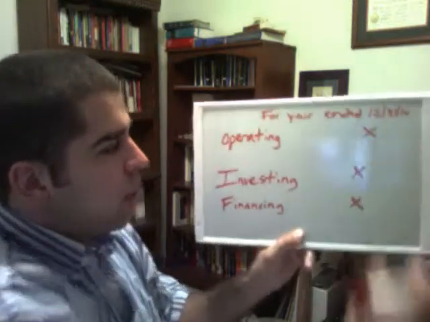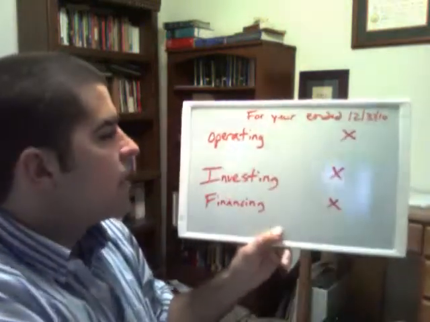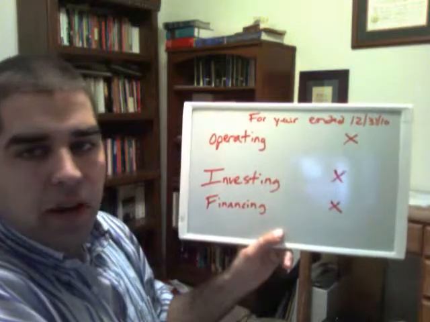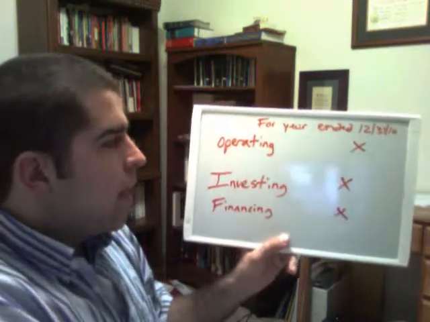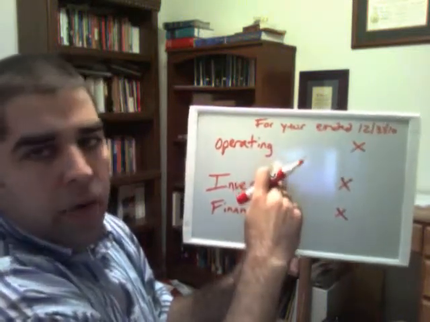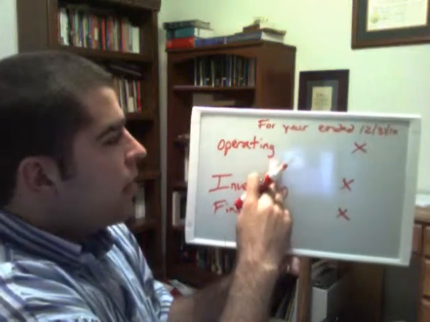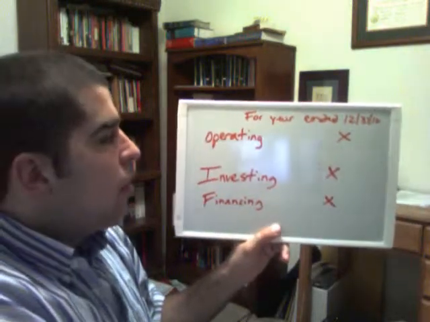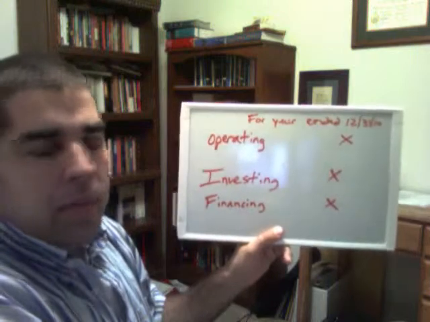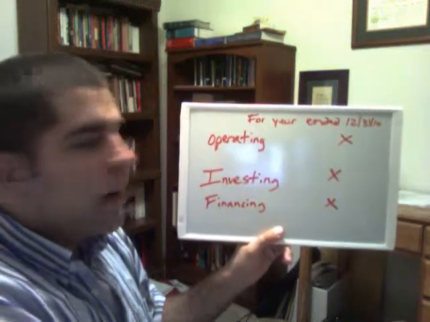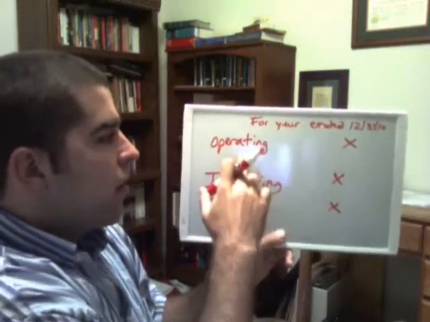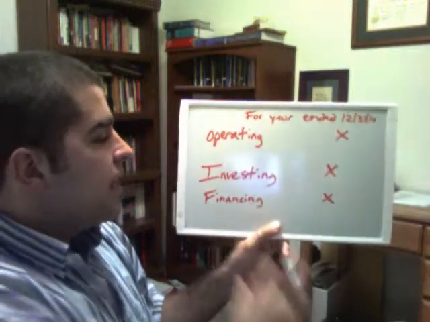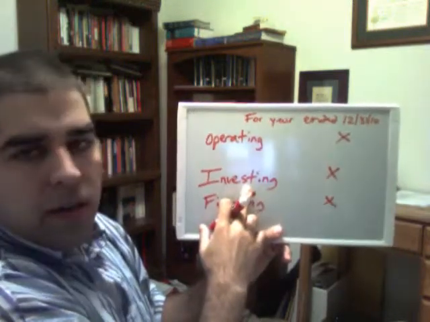So we've got three different sections: operating, investing, and financing. And transactions are going to fall into one of these three categories. The bulk of transactions are going to go in operating. These are the transactions that normally occur in the operations of our business. So when we buy and sell product, when we pay our employees, these types of things are going to fall under our operating section.